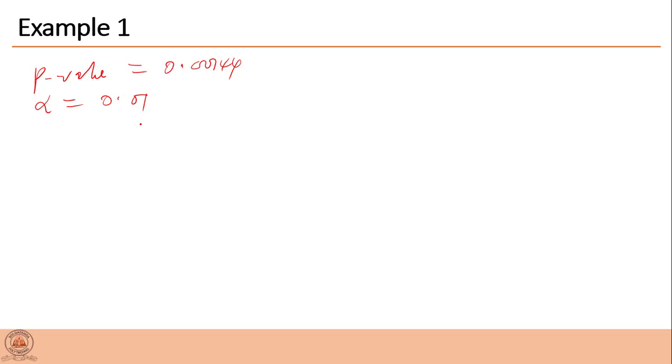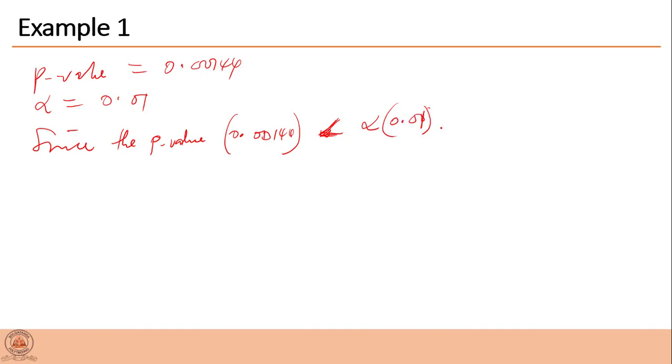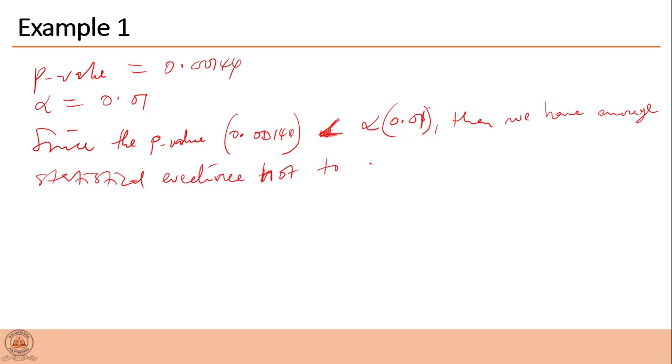We now have to make our decision. So we're going to say, since the p-value, that is 0.00144, is less than the alpha value, the error margin that we stated for ourselves, 0.01, then we have enough statistical evidence not to accept the null hypothesis.